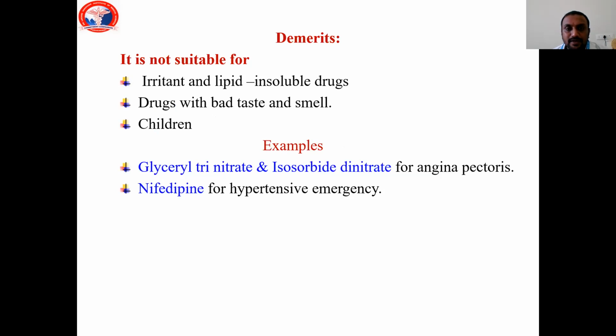Demerits of the sublingual route: it is not suitable for irritant and lipid insoluble drugs, nor for drugs with a bad taste and smell, and it is also not suitable for children. Examples of sublingual drugs are glyceryl trinitrate and isosorbide dinitrate for angina pectoris, and nifedipine for hypertensive emergencies.